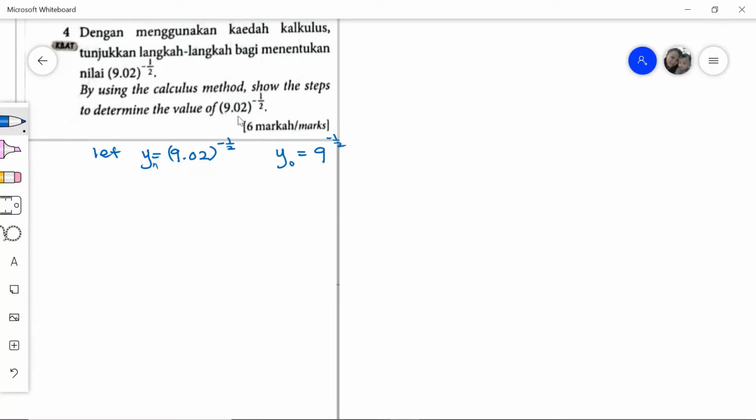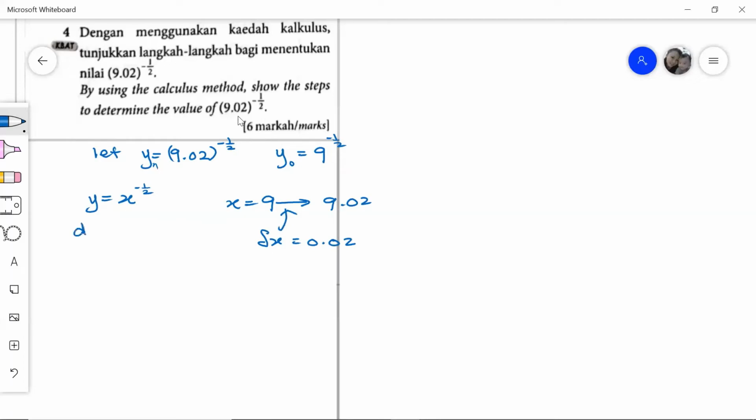This is a specific value, which means generally I can use the equation y equals x raised to the power of negative half, whereby x from 9, I will change to 9.02. Therefore, in between, it involves the delta x. That means there is a very small change in x, which is 0.02. I'm going to use delta y over delta x to find this.